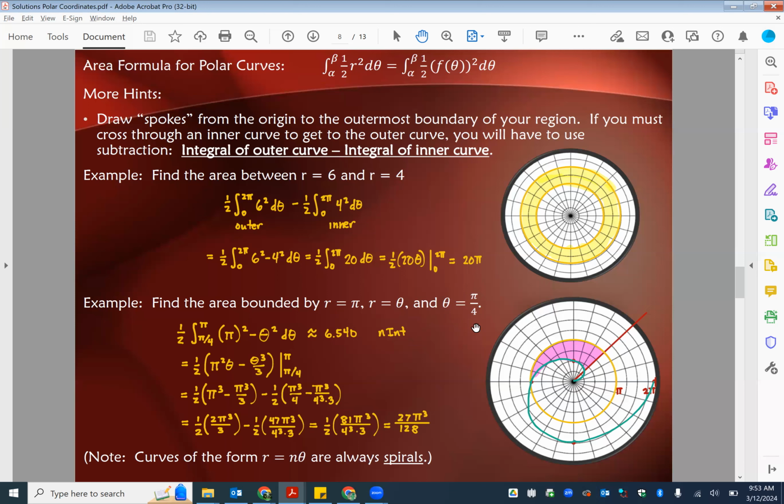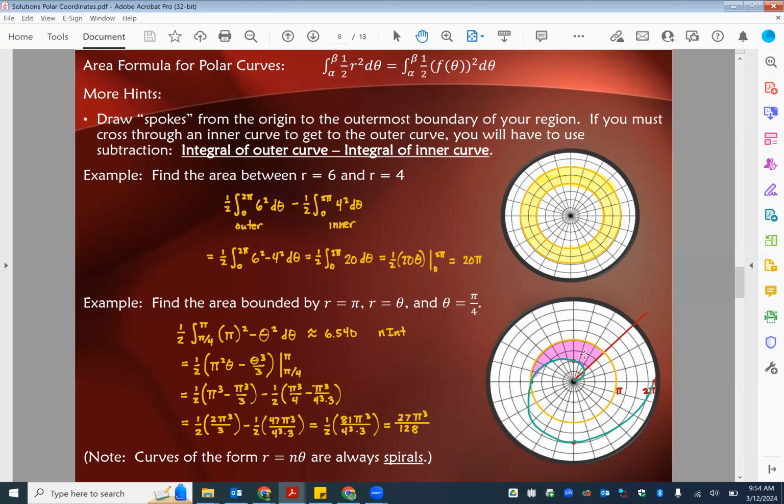We've got r equals pi, which is this yellow circle, the radius of pi. And then r equals theta. We haven't seen a function like this yet. If you have r equaling a multiple of theta, you're going to get a spiral, which makes sense because as you rotate, your angle is increasing. Your distance from the origin will also increase and increase to make this spiral shape.